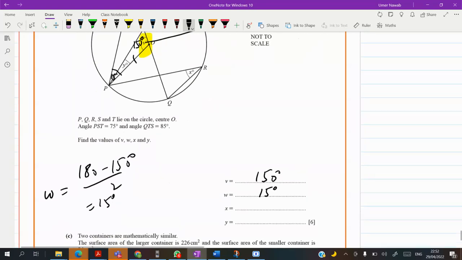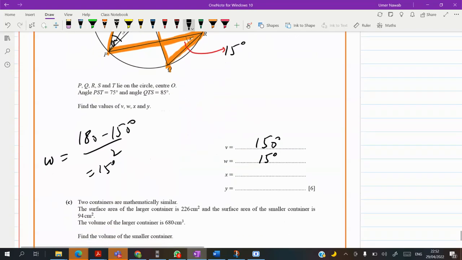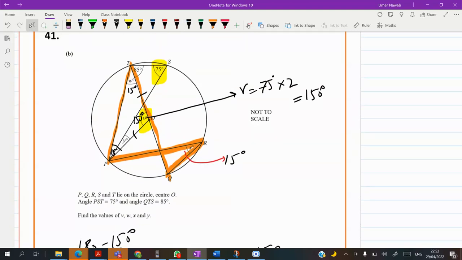Next, we want to find x. Where is x? This angle is 30, because the total is 130, and this is the half of that. So that should be 15. By the way, no need to do this practice. You know the angle in the same segment. This was 15, so that has to be also 15. Then he's asking you what is y.